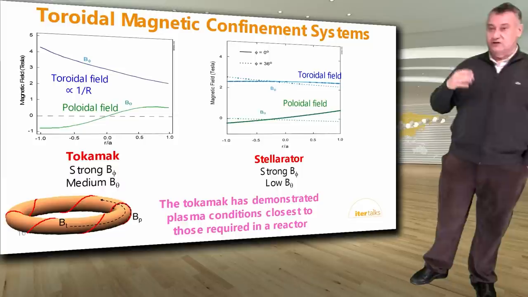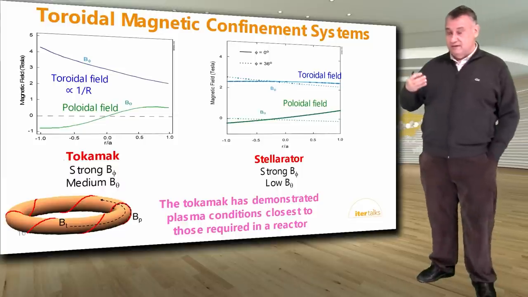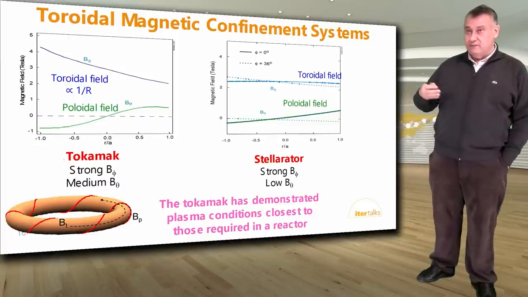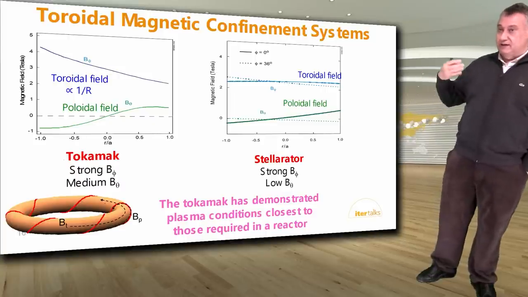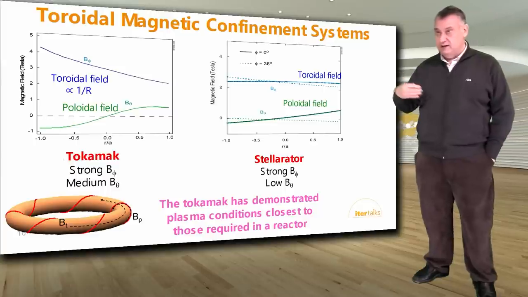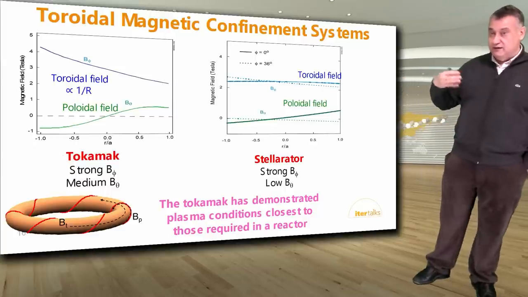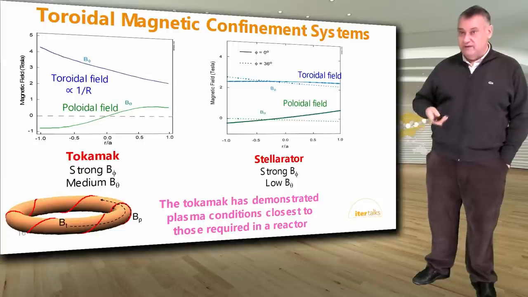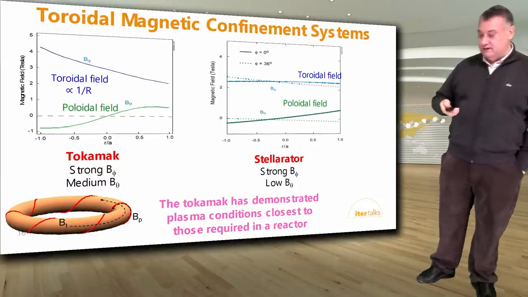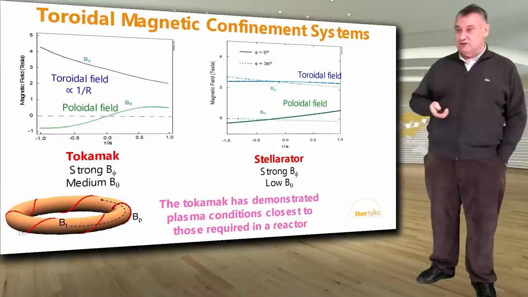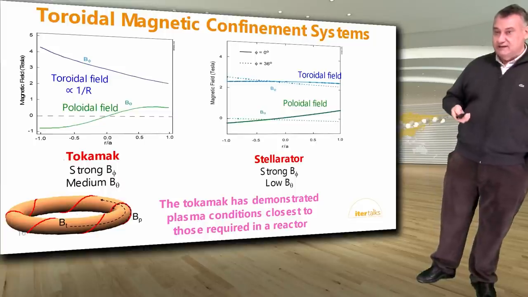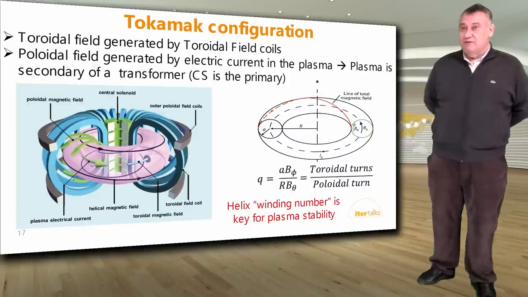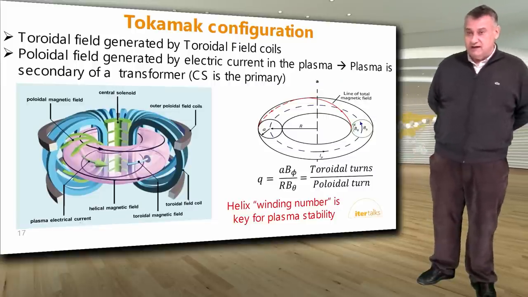Both configurations have pros and cons. Tokamaks are the ones that have achieved the best fusion power performance so far. Stellarators have the advantage that they are naturally steady state. And these are actually the two research lines which are most active. ITER, because tokamaks have demonstrated the plasma conditions closest to those required in a reactor, is the design that was chosen for ITER. So the tokamak configuration is shown here in a schematic way.